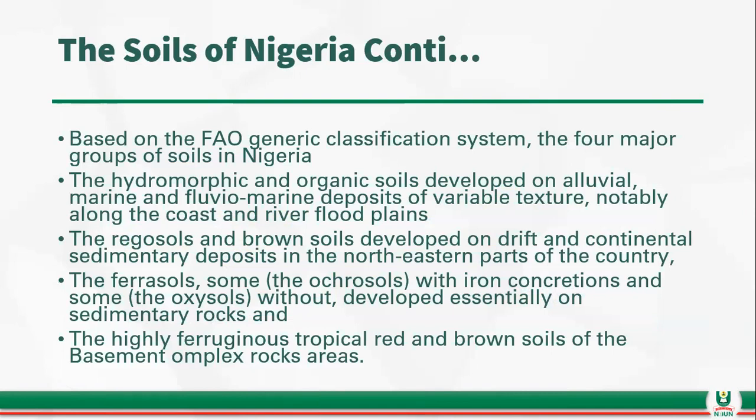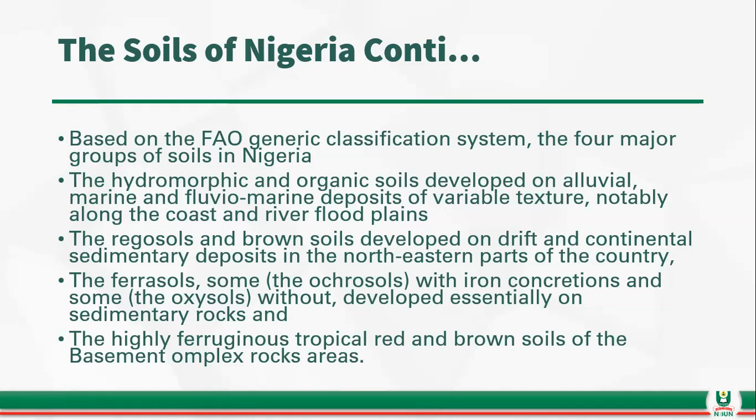Based on the FAO generic classification system, the 4 major groups of soil in Nigeria include the hydromorphic and organic soils developed on alluvial, marine, and fluvial-marine deposits along the coast and river floodplains.